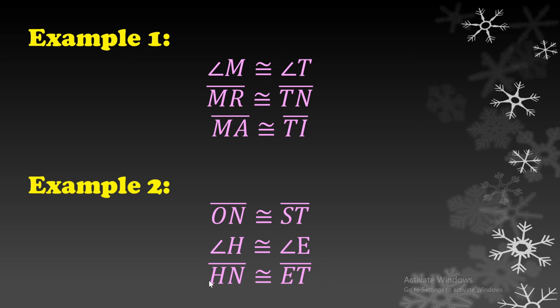You're right. So for the first triangle, since the given sides are segment HN and segment ON, the included angle should be angle N. For the second triangle, we have segment ST and segment ET. So the included angle should be angle T. Very good. So since the given pair of angles are not the included angles, we cannot prove that the two triangles are congruent based on the SAS postulate.